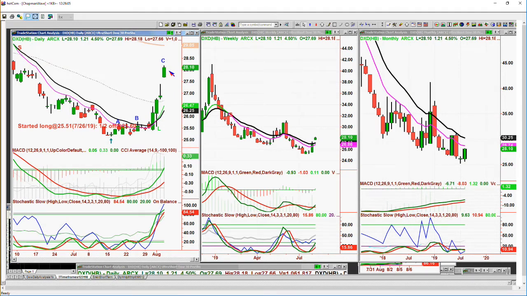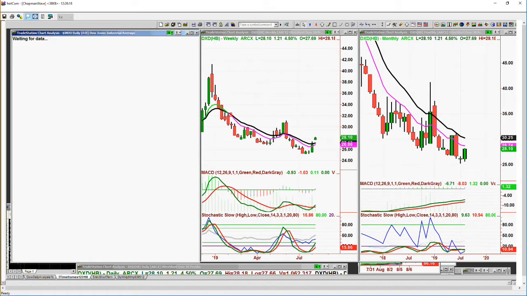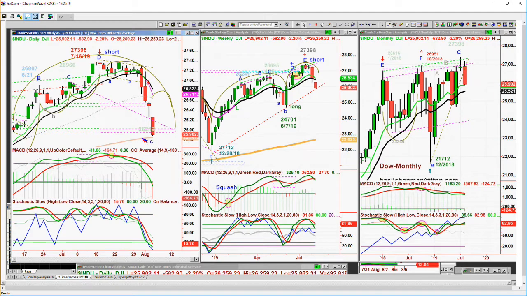I believe on my daily chart, I thought I saw that the Dow was very close to the 200 period SMA, correct? Yes, it is, if I'm not mistaken.